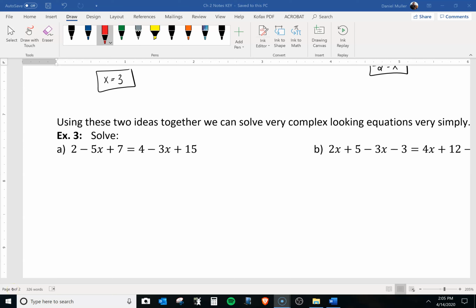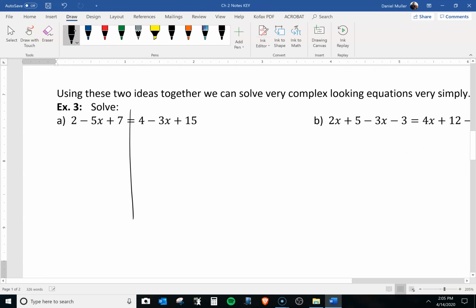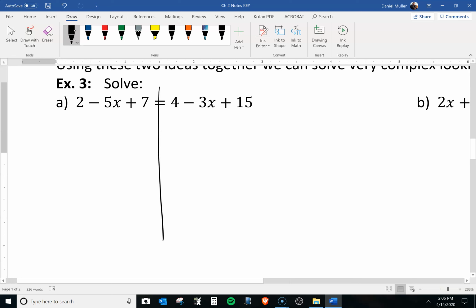Example 3, solve, and this is where we're now putting all of these ideas together. So step number 1, and I'm just telling you this verbally, step number 1 is to combine things on the left and on the right that are alike. Let's just zoom in a little bit here.